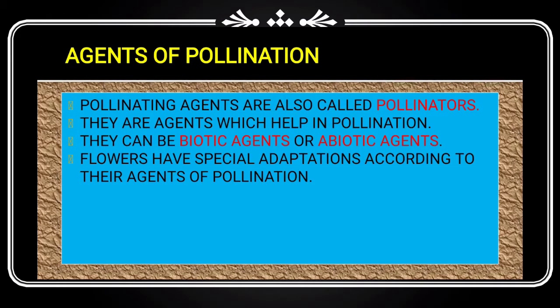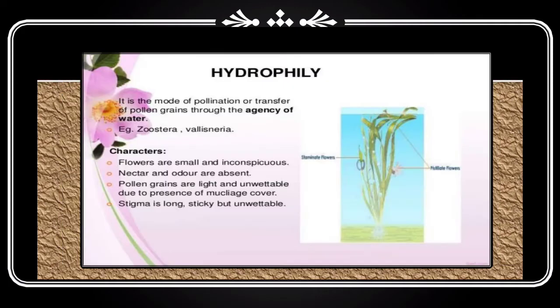Agents of pollination. Pollinating agents are also called pollinators. They are agents which help in pollination. They can be biotic agents or abiotic agents. Flowers have special adaptations according to their agents of pollination. Let us see some special adaptations.